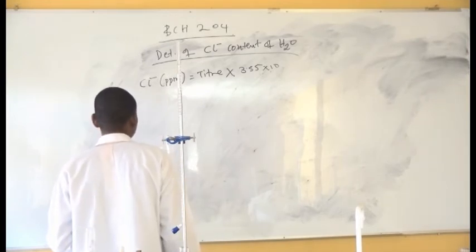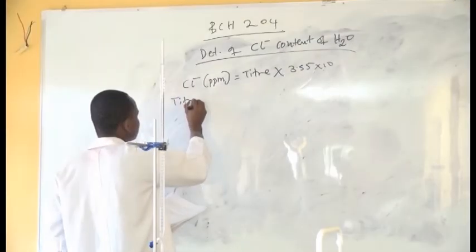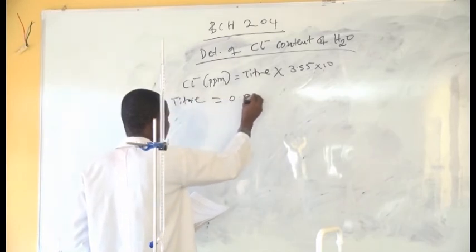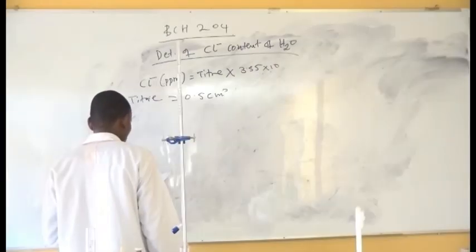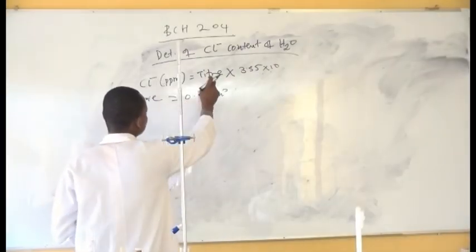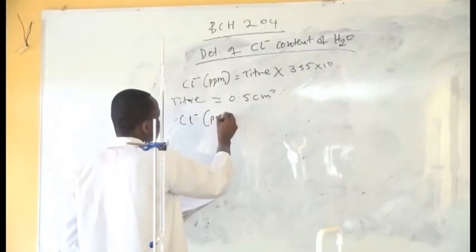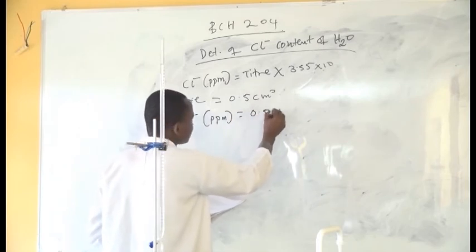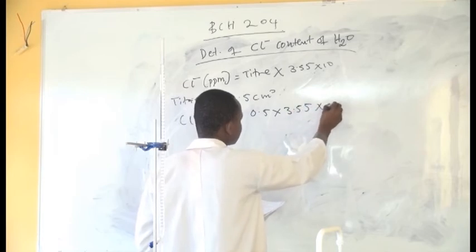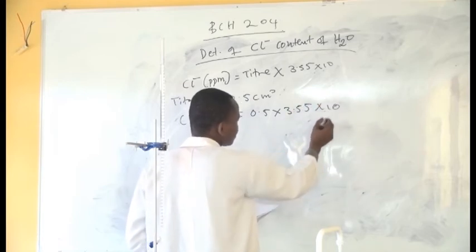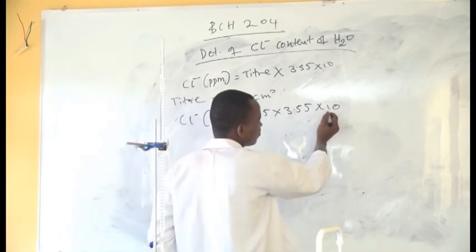Now, we do our substitution. From our titre value, we know that it is equal to 0.5 cm³. So we substitute it here, and chloride in ppm will be equal to 0.5 times 3.55 times 10. This 10 you are seeing here is the volume of the sample you use.